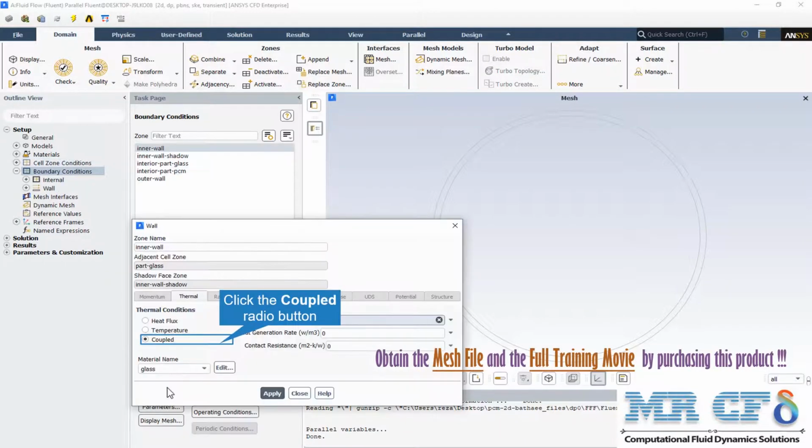The inner wall is a wall that from one side is connected to the glass part and from the other side is connected to the fluid or PCM. So the thermal condition of these kinds of walls is coupled. Also, for every coupled wall, there is a shadow boundary condition that the Fluent software makes automatically, and all the boundary conditions are equal.